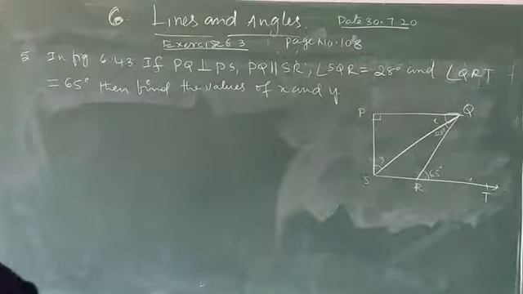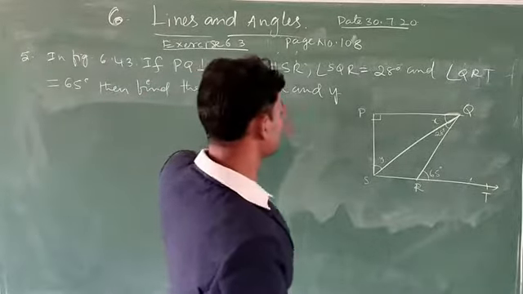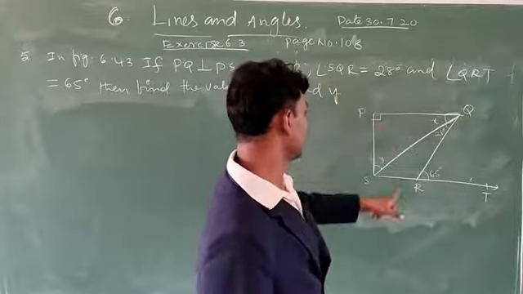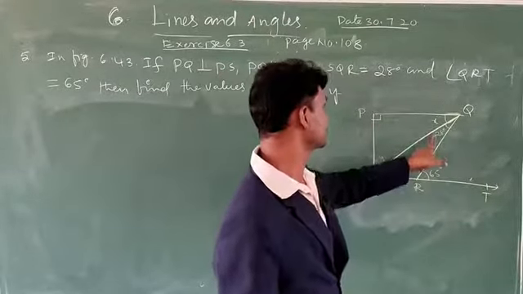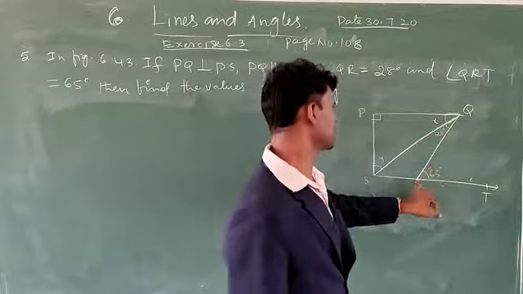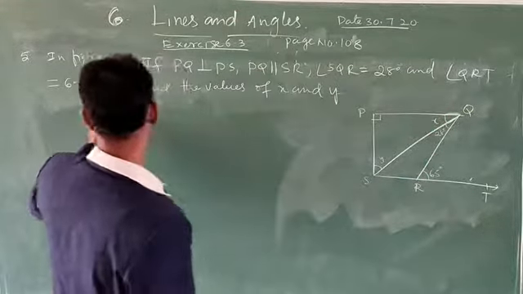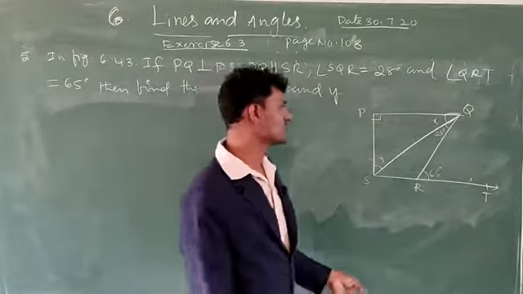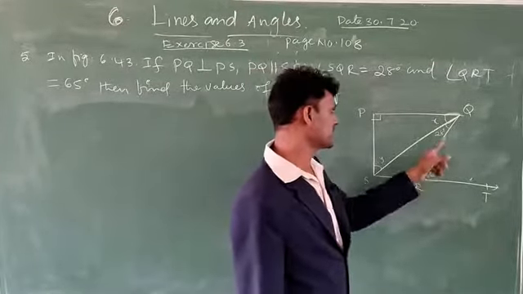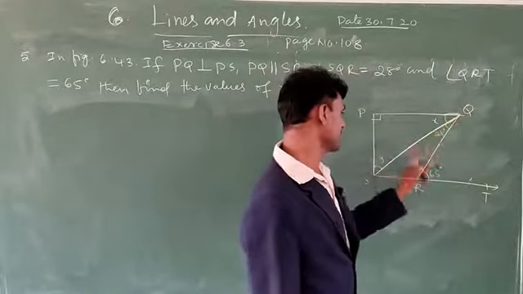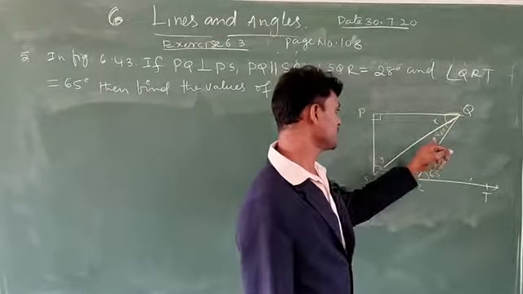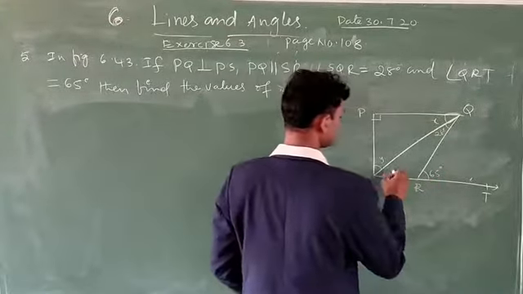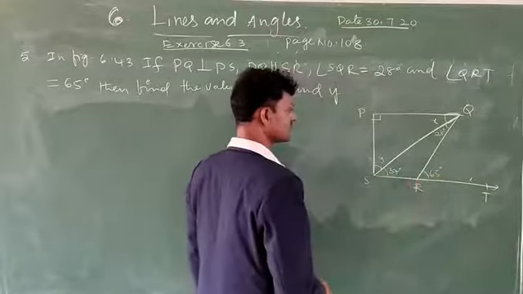Okay, next problem, in figure 6.43, PQ is perpendicular to PS and angle SQR is equal to 28 degrees and angle QRT is equal to 65 degrees, then find the values of X and Y. This is also a very easy problem. See here, this is the exterior angle of this triangle QSR. Then the sum of the interior opposite angles is equal to 65. Then here 28 means this is how many degrees? This is 37 degrees.